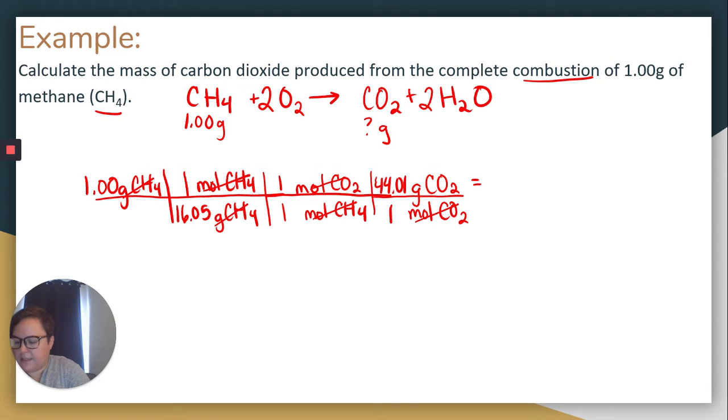So then we just have to type it in. So 1 times 1 divided by 16.05 times 1 divided by 1 times 44.01 divided by 1. And the sig figs for our answer is based on the given substance, which is the 1.00. Those zeros count because they're after the 1 and there's a decimal. So our answer is going to be 2.74 grams CO2.